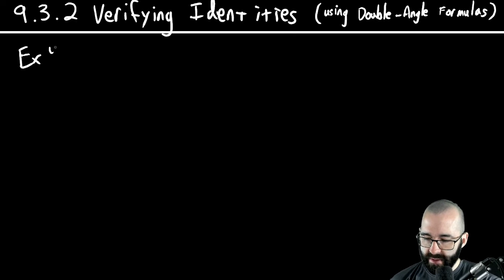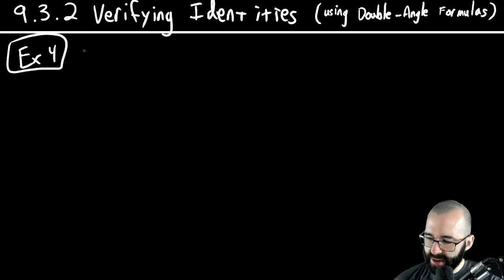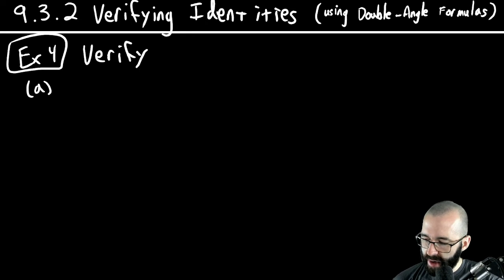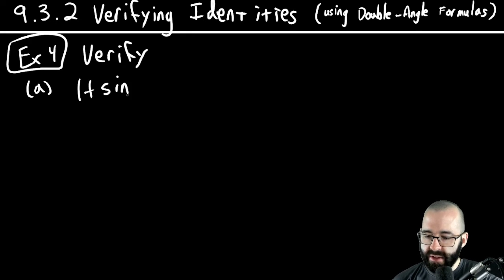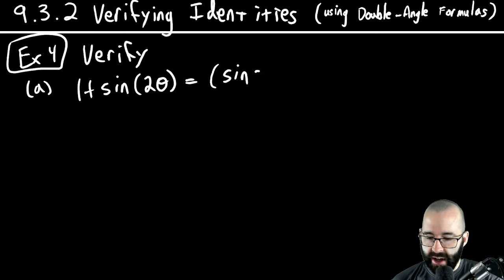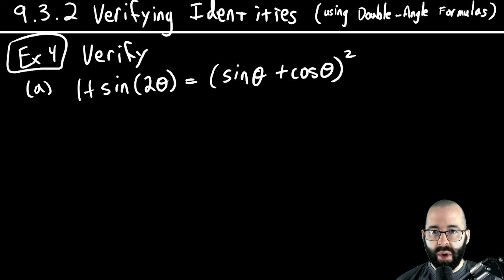Example 4. Already on example 4, just on the second video. Verify the following identities. Part A. 1 plus the sine of 2 times any angle is equal to the sine of that angle plus the cosine of that angle, and then square it.